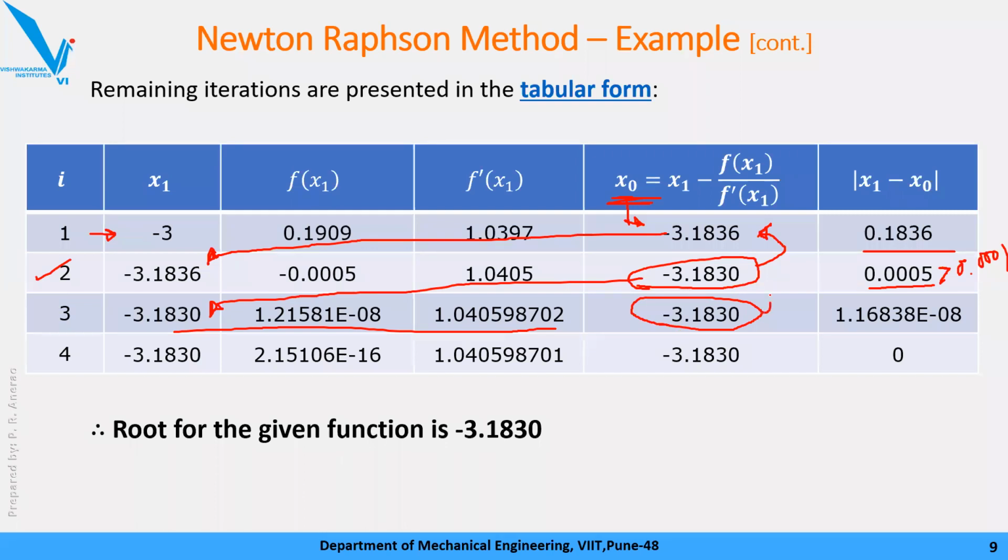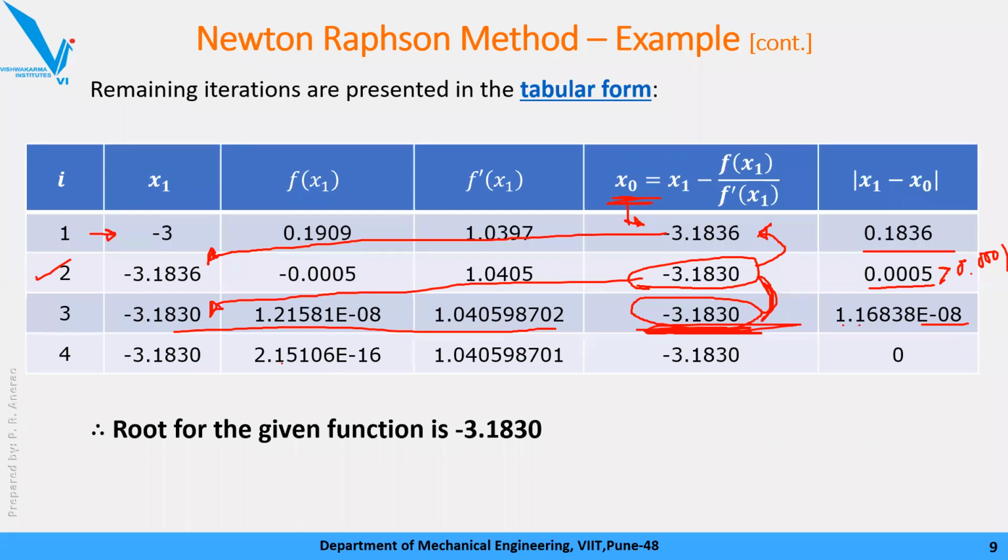Now compare these two. When I compare this, the error comes as 1.16 times e raised to -08, meaning 10 to the power -8, which is around 7 zeros and something. I only had to target up to 3 zeros. So this is my answer. This is my root.